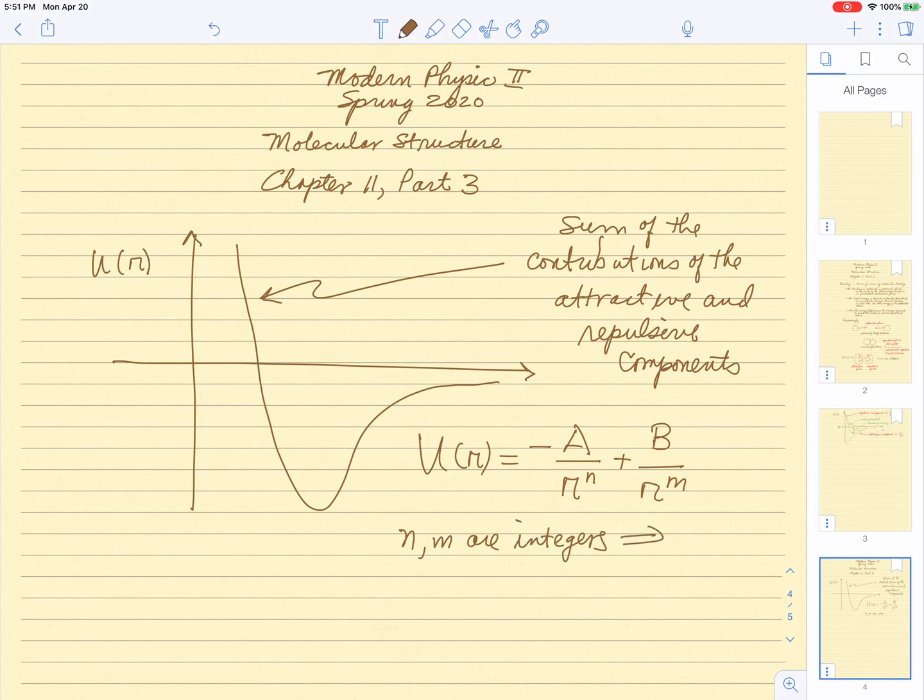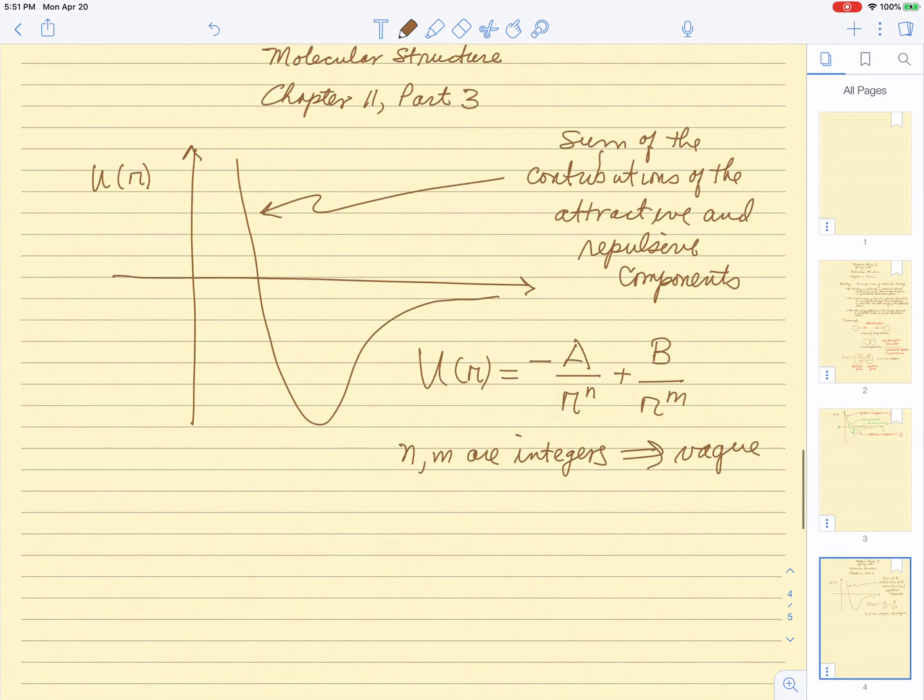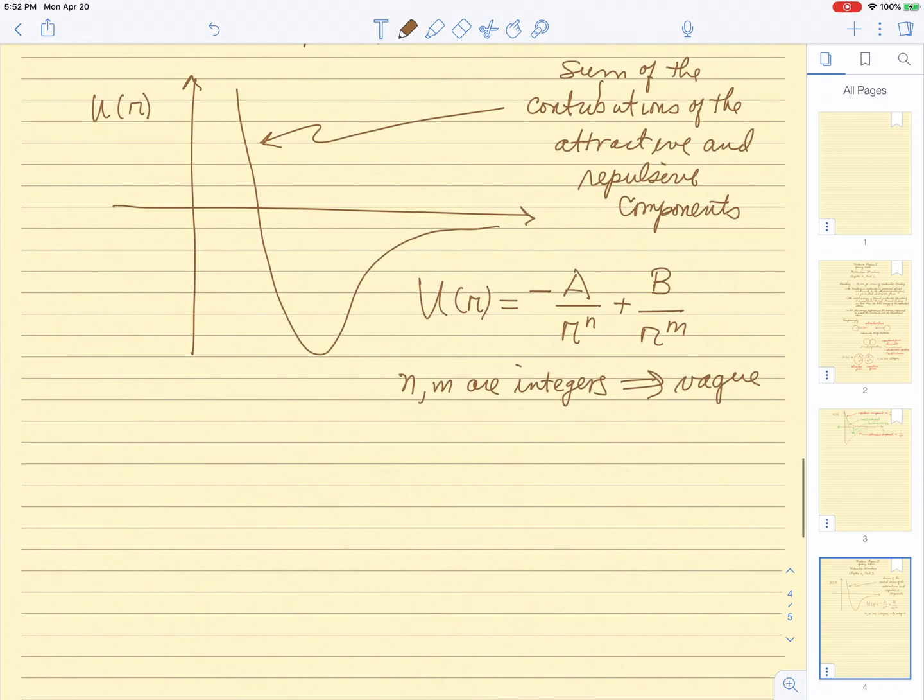Now, I got to tell you the truth, this is pretty vague. And what's A and B? What's N and M? Those are all pretty vague. And I want to, at this stage, take a detour and talk about what is called the Lennard-Jones potential.